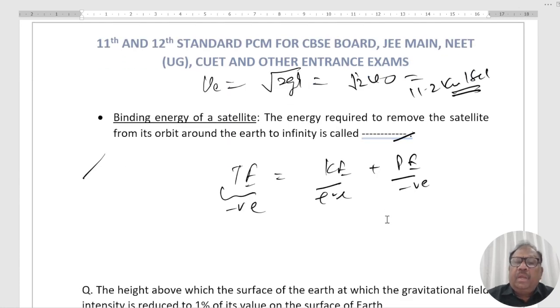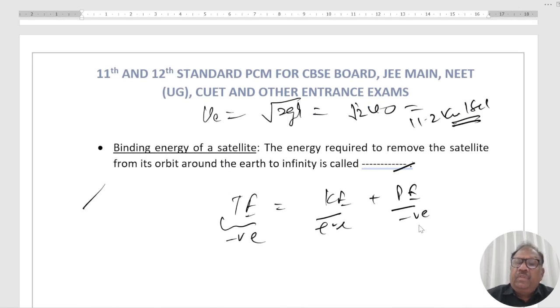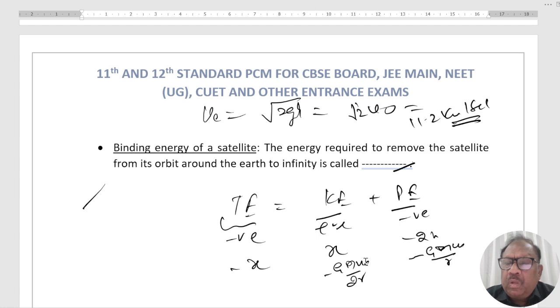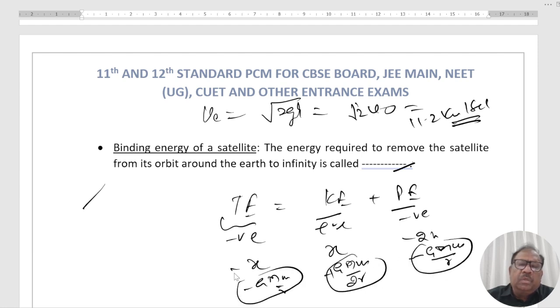In that case, if kinetic energy is x, then total energy will be minus x and potential energy will be minus 2x. That means potential energy is minus GMm by r, kinetic energy is GMm by 2r, and total energy is minus GMm by 2r. The kinetic energy is positive, this is potential energy, this is the total energy. Very, very important concepts. Right?